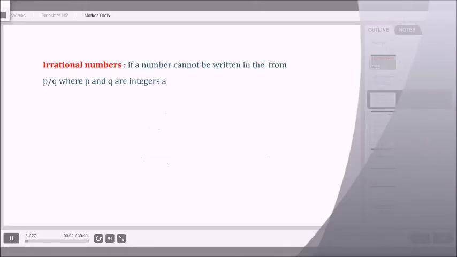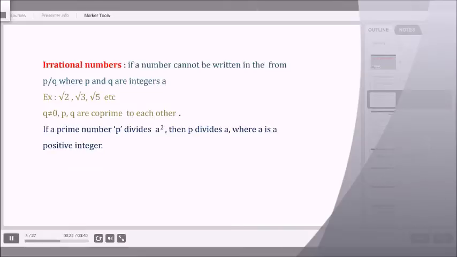Next one, irrational number. If a number cannot be written in the form of p by q, where p and q are integers, example: root 2, root 3, root 5. Here q is not equal to 0, p and q are co-primes to each other.